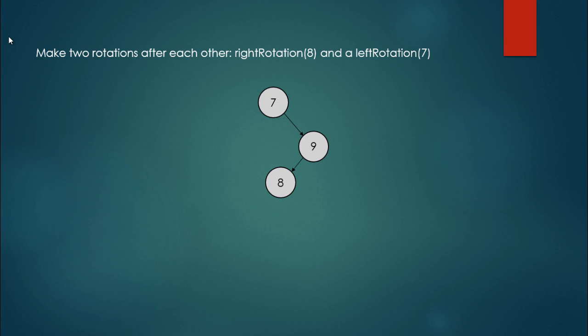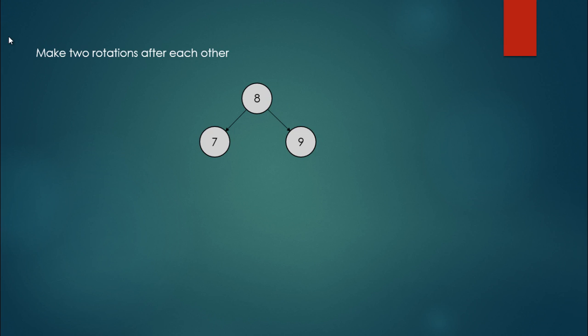We have a situation like this, and it is the situation when we have a right heavy followed by a left heavy situation. In this case, we have to make 2 rotations, a right rotation on the 8 and a left rotation on the node 7. So here we have to make the right rotation on the 8, and this is the situation when it's doubly right heavy, so we have to make a left rotation on 7, and it's going to solve our problem.